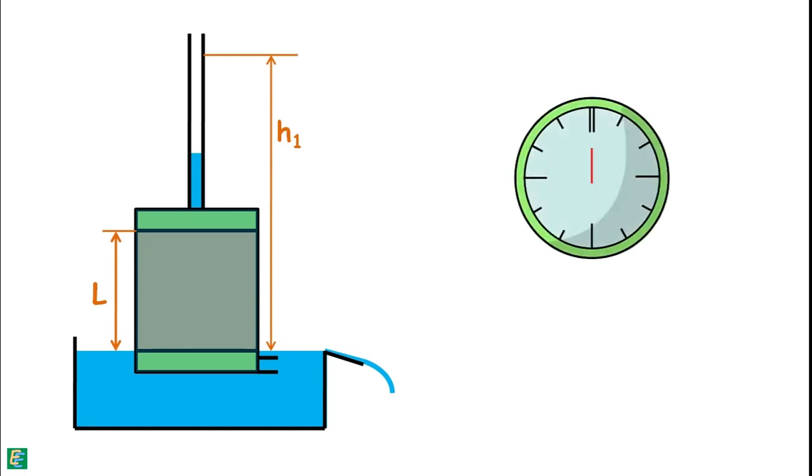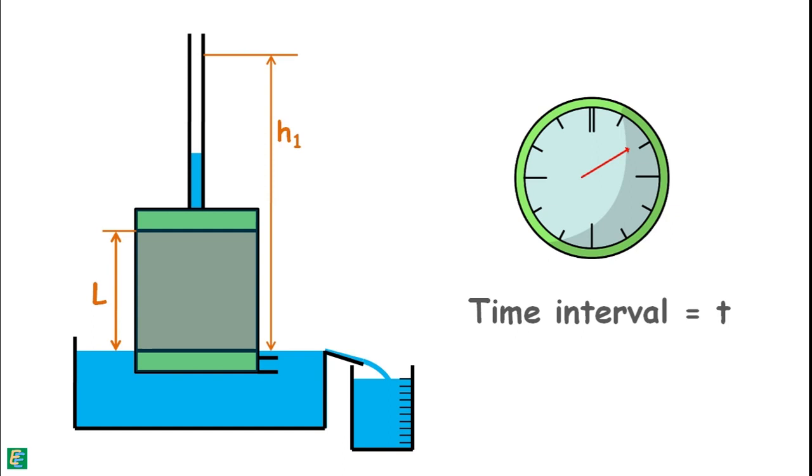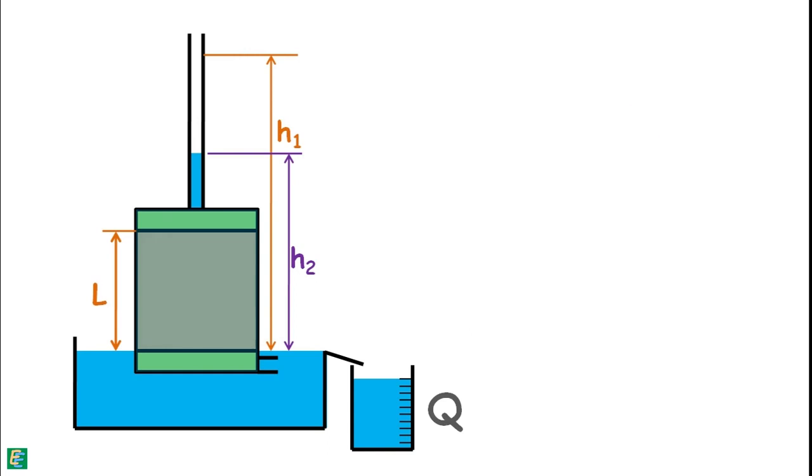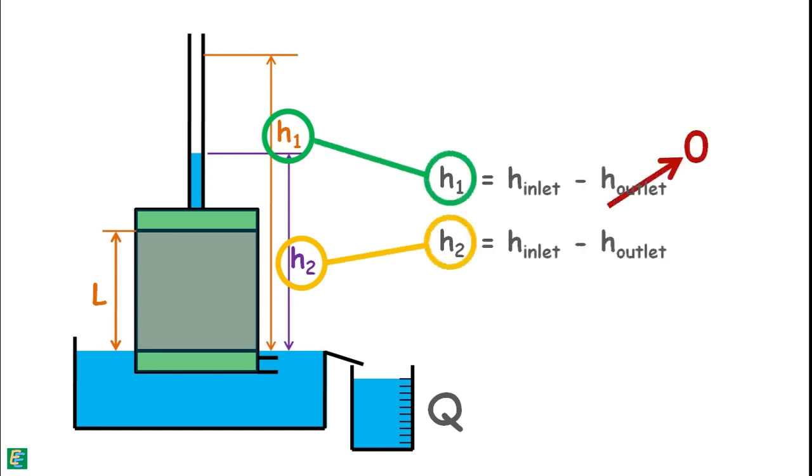We start a stopwatch and place a graduated jar to collect the overflow water. We collect the water for a fixed time interval t and note down the amount of water collected as capital Q. We close the knob and also note down the final head in the standpipe, which is also the final head difference from the datum. We call it H2. Keep in mind that H1 and H2 are the heights of the water column in the standpipe and also the head differences which are causing the flow.